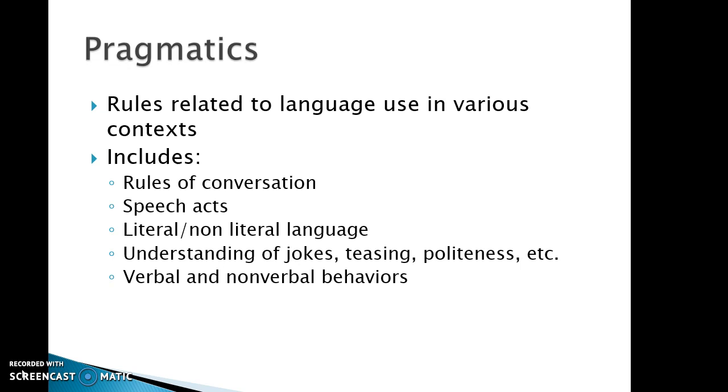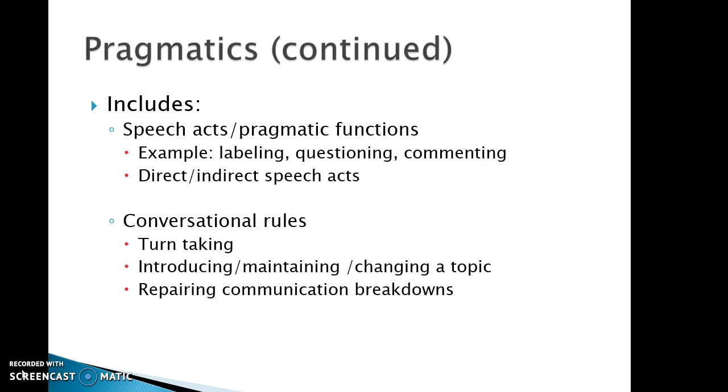And so you can see that understanding of how language is used includes both its use as well as the understanding of its use. And there's a lot of complexity to this component of language, just like the others. It includes speech acts, which we just talked about, which is things like the pragmatic function it serves. Is it labeling, questioning, or commenting? Is the language direct or indirect? And conversational rules, like all conversations have turn taking. We introduce conversations, we maintain them, we change them.